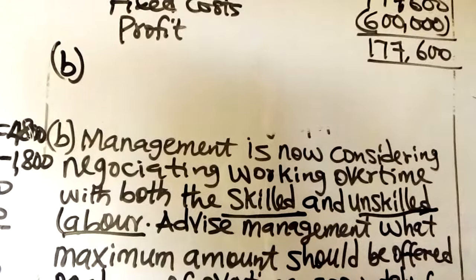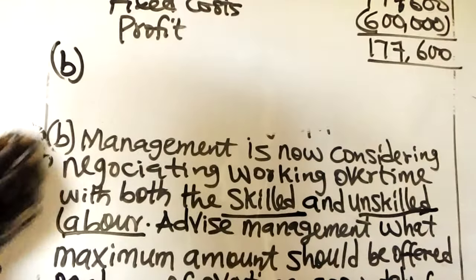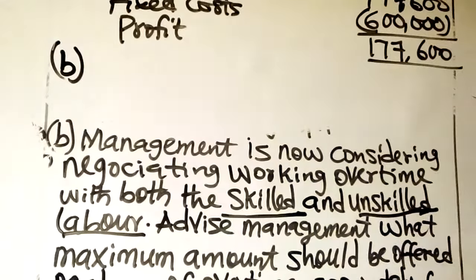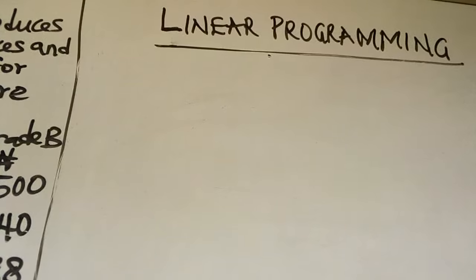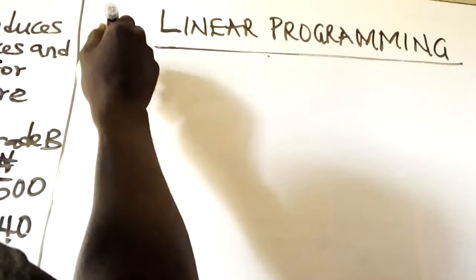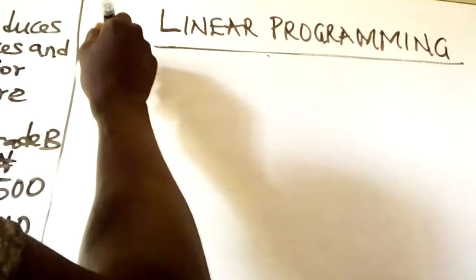Since the binding constraints are skilled and unskilled labor, you want to formulate the dual. Now, the original inequality is what we call the primal. So now, we want to formulate the dual of the primal.